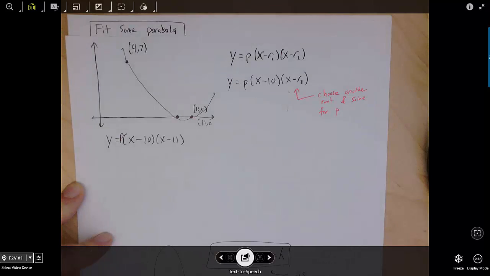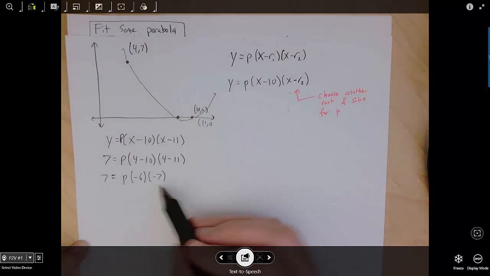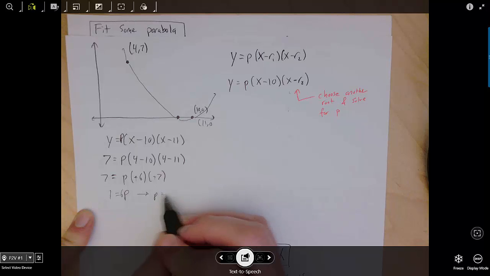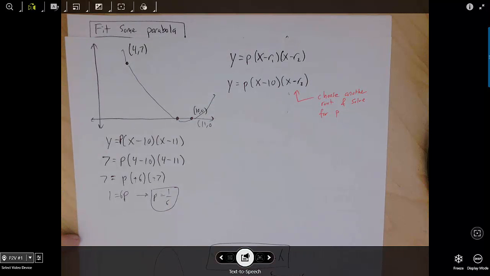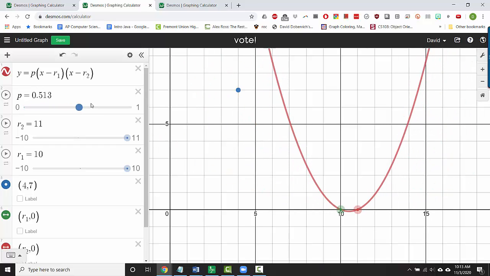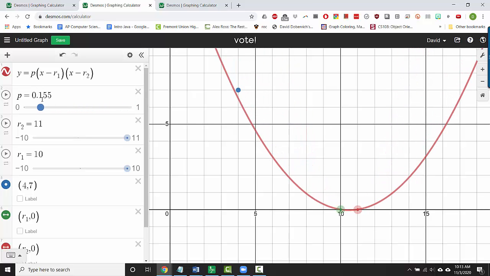So same kind of exercise. Here I've got my two roots of 10 and 11. Now let's plug in 4, 7, and let's solve for p. So I can divide through both sides by -7, or let's cancel the negatives first. So negative times negative is positive. Now let's divide both sides by 7. So that gives us 6p equals 1, or p equals 1/6. And then we can just preview it on Desmos. So you can see here roots at 10 and 11. And right now my p-value is 0.59. And as I move it, you see all the different parabolas that go through those two roots. And we solved for this one at 1/6, which forces us through the point that we want.